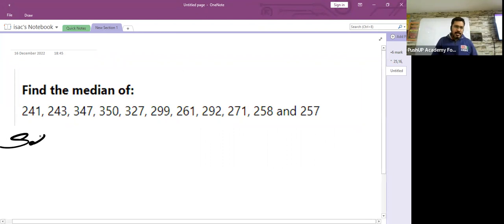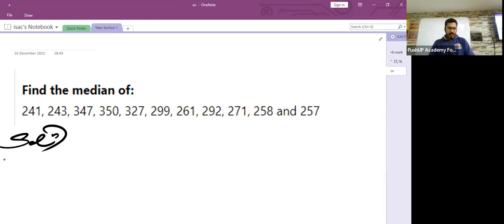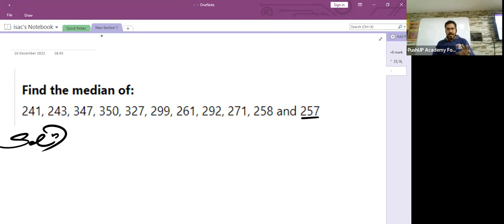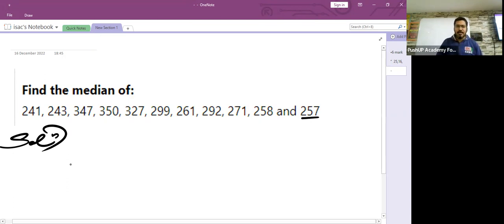Children, let's start solving this sum. Find the median of 241, 243, 347, and so on till the number 257. Children, I know all are 3-digit numbers, nothing to get scared. If you know the technique, you can easily solve it. What is the first thing you have to do? Arrange the given observations in ascending or descending order. I know you are comfortable converting this into ascending order. So which is the first number, the lowest of all?